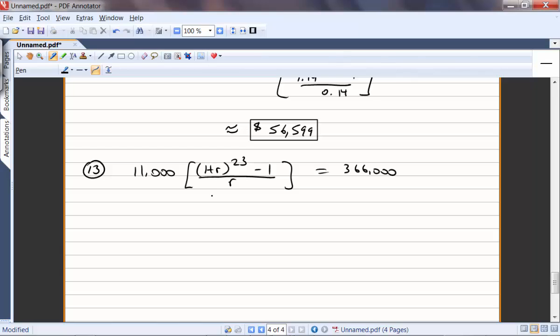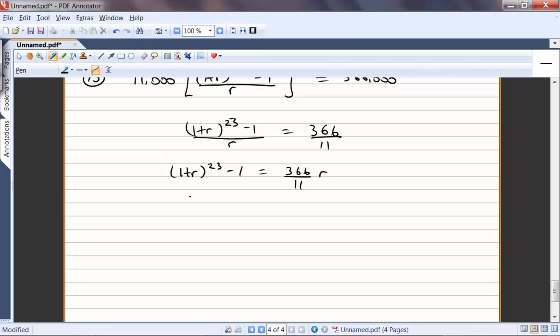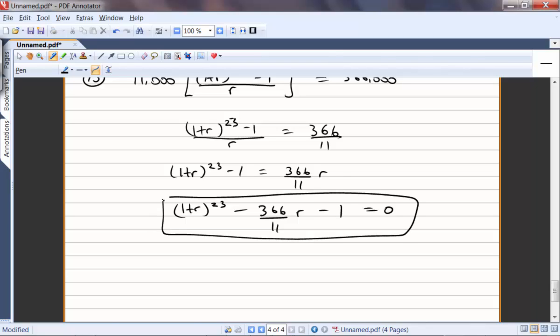Well, to figure that out, you have to solve this equation for R. Let's start to solve it for R, and you will quickly see the problem. First, divide both sides by 11,000. And you already see the problem, I think. Now we can multiply both sides by R. But we see R is in two places, right? If we rearrange, we would have this. And right here, you see we have a polynomial of degree 23.